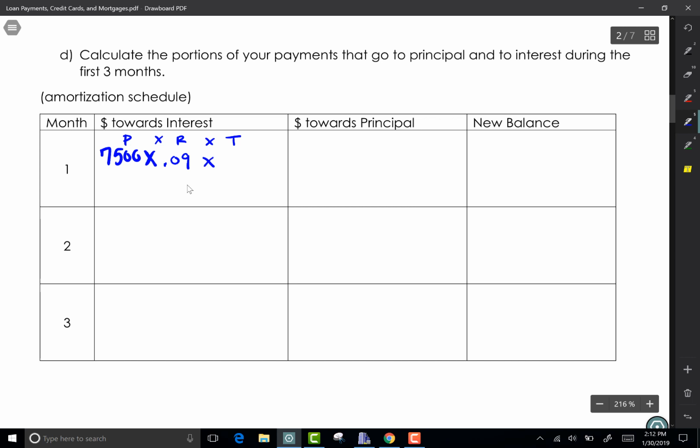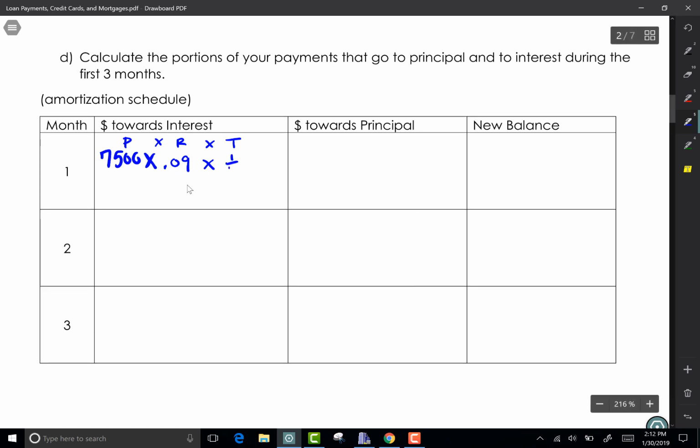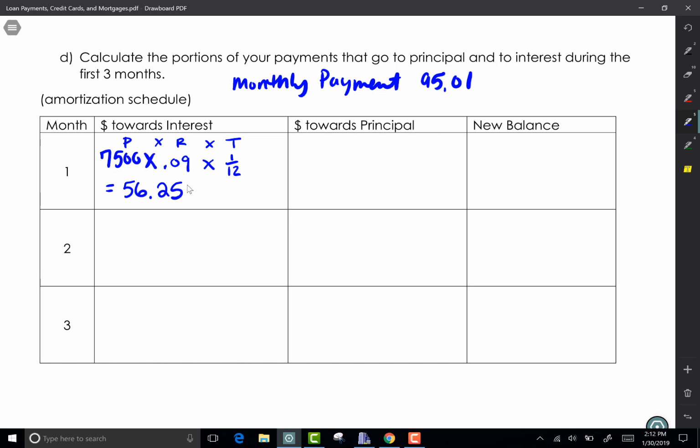And then since this is 1 month out of the whole year, remember T needs to be in years, it's 1/12 of a year. So I'm going to put that in on the calculator and I'm going to get $56.25. So if you recall, our monthly payment is $95.01. So of that monthly payment that we made for the first month, of that 95.01, $56.25 of it goes towards the interest.